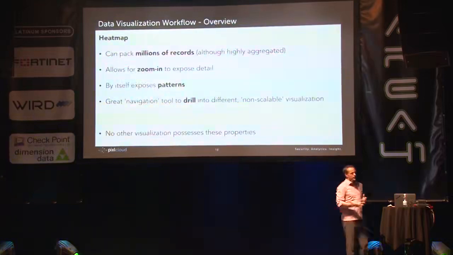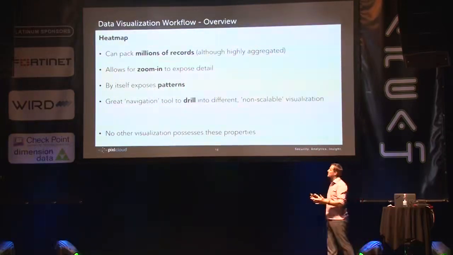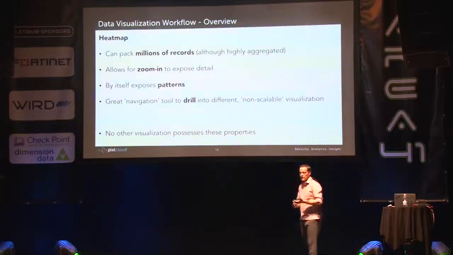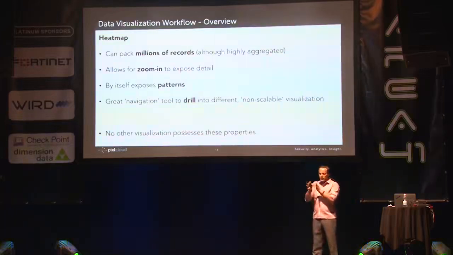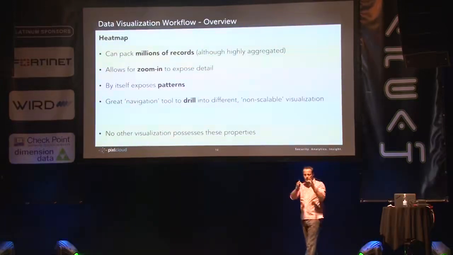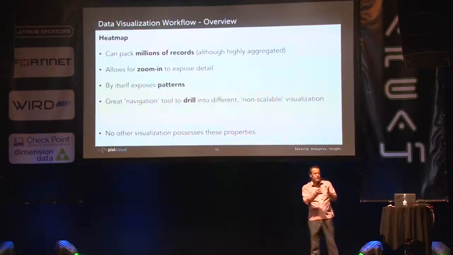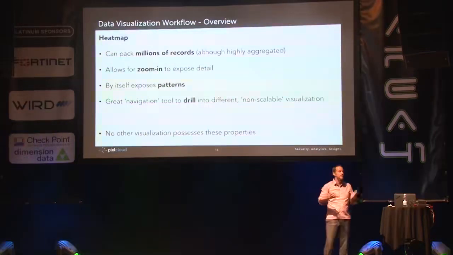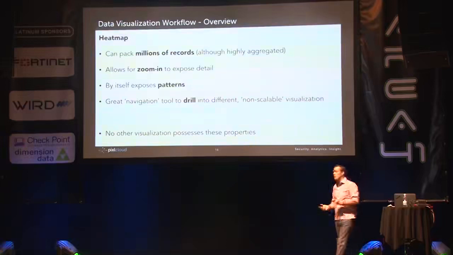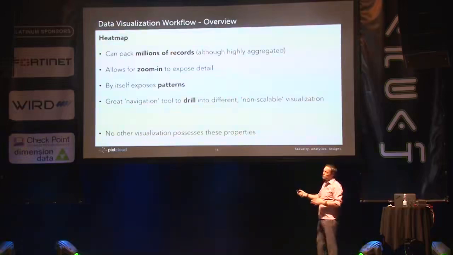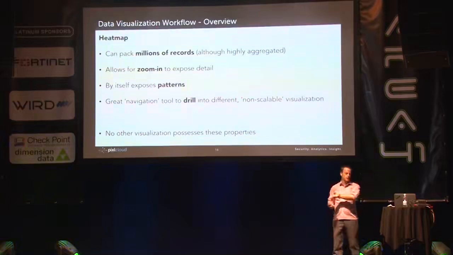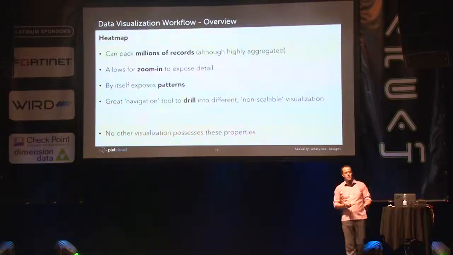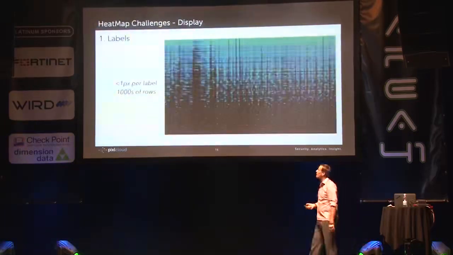So again, the overview, I'm using these heat maps because they can pack millions of records into them. They also allow me, inside of the heat map, to already zoom in and basically reduce the data that I'm looking at. And it already starts showing me certain patterns in the data that might be interesting to look at. And by itself, the heat map might already reveal things that I'm interested in. But it's also a fantastic navigation tool to drill down into some other kind of visualization. And really no other visualization possesses these capabilities.